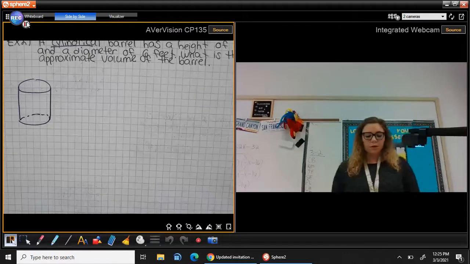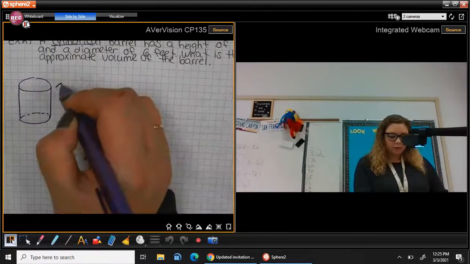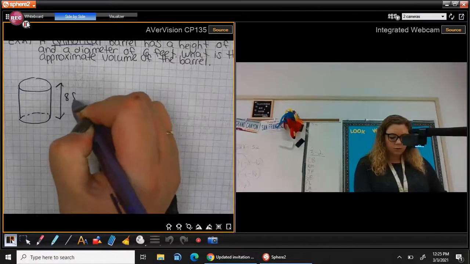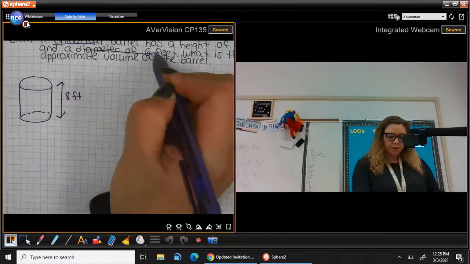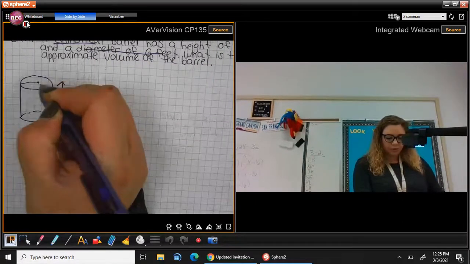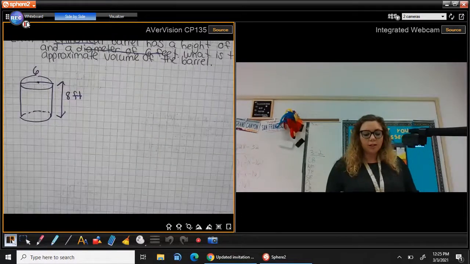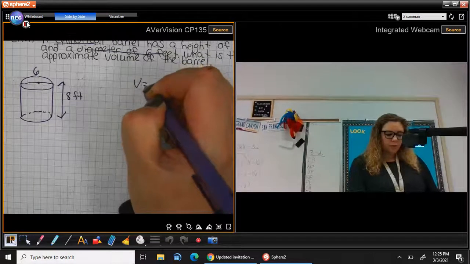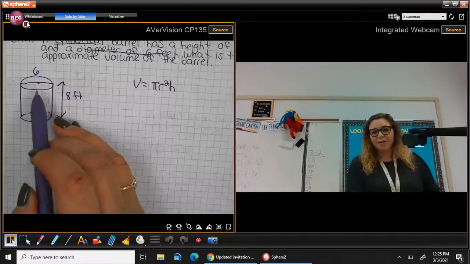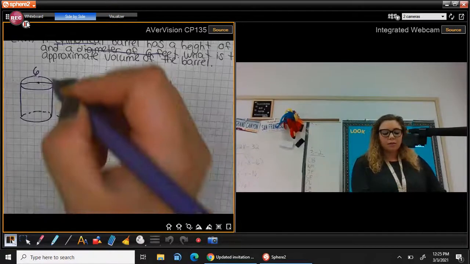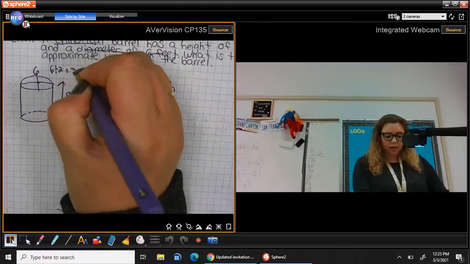Okay. So it says it has a height of 8 feet, with a diameter of 6 feet. So it's going to be through the whole thing. That whole thing is 6 feet. What is the volume? So we know what shape it is. So we're going to use volume equals pi r squared times my h. Now I have a diameter. How do I find my radius? Cut it in half. You're going to do 6 divided by 2, which is going to give me 3, and that's going to be my radius.